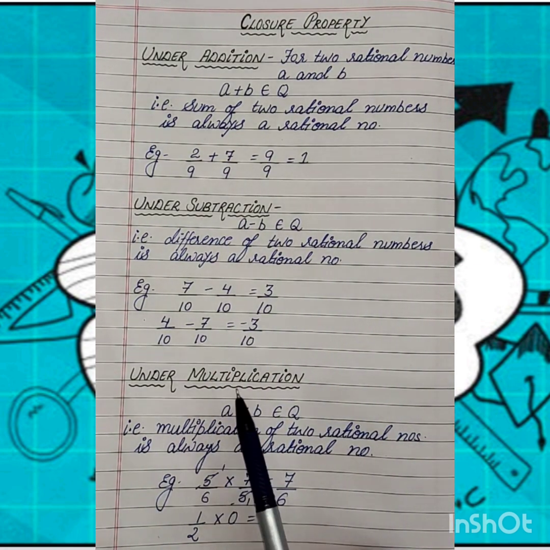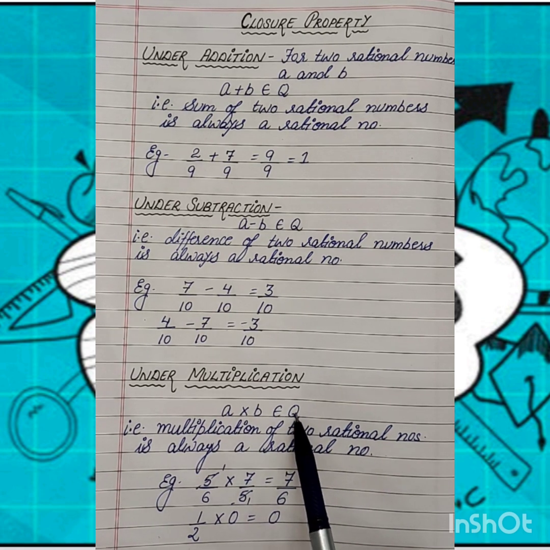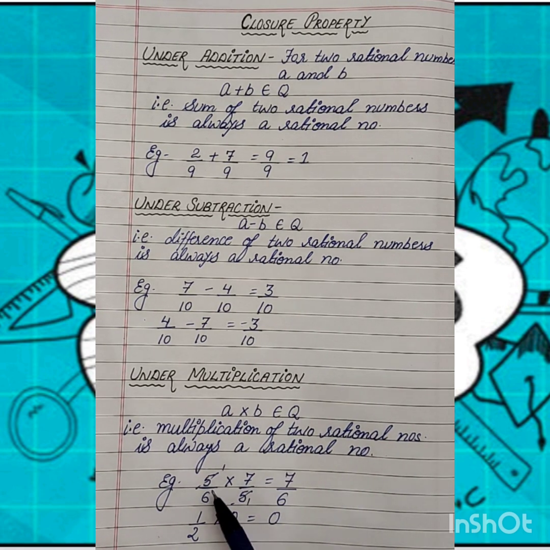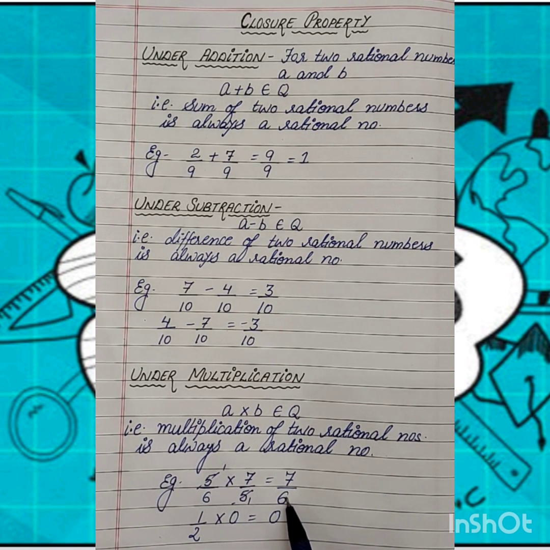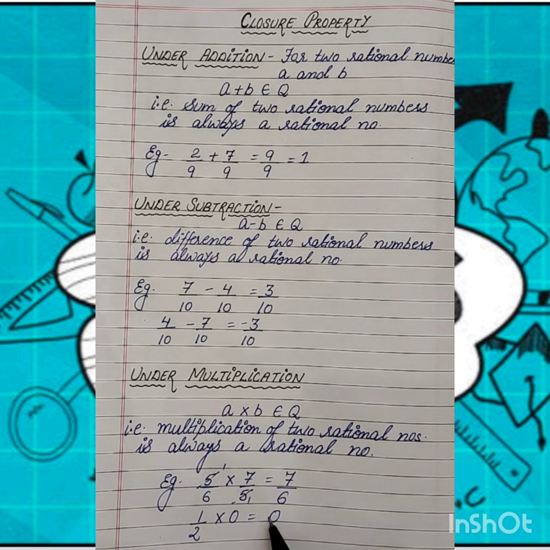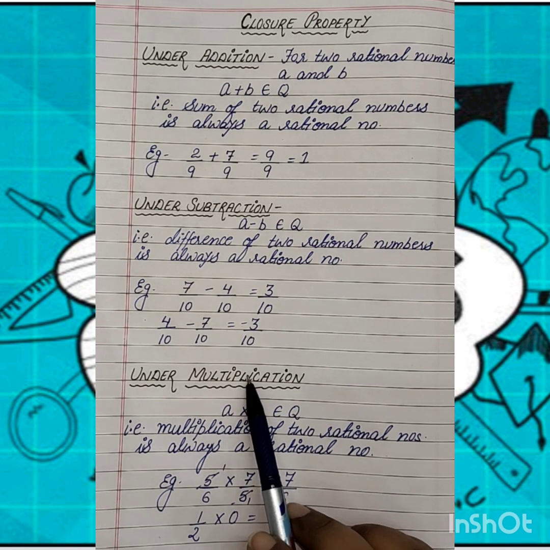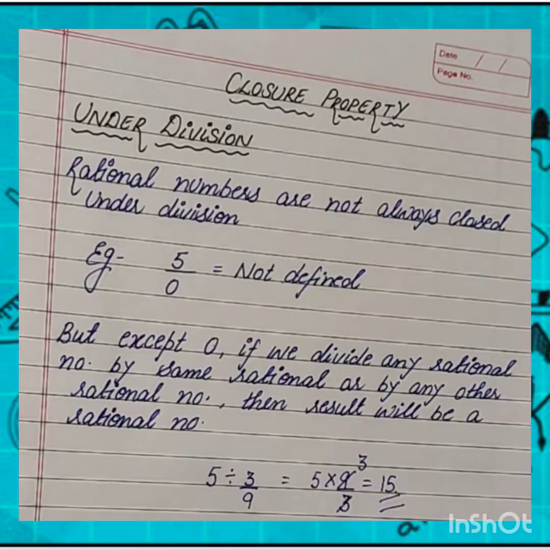And also in case of multiplication, if a and b are two rational numbers and we do the multiplication of these two rational numbers, then the answer will also be a rational number. For example, 5 upon 6 multiply 7 upon 5, 5 and 5 cancel out. This will give 7 upon 6, which is a rational number. 1 upon 2 multiply 0 will give 0, which is also a rational number. So, rational numbers are closed under multiplication, under subtraction and also under addition.